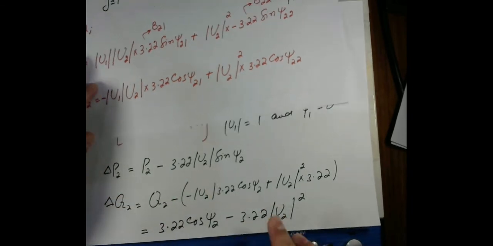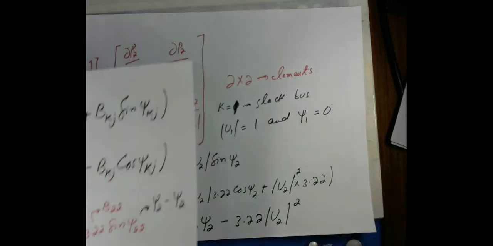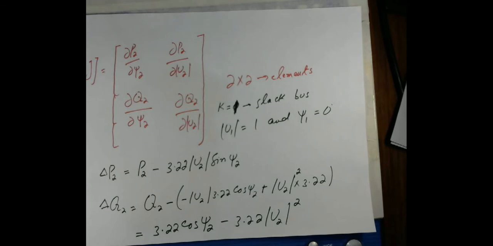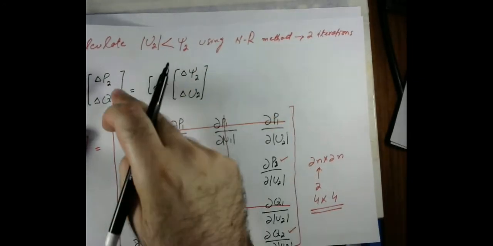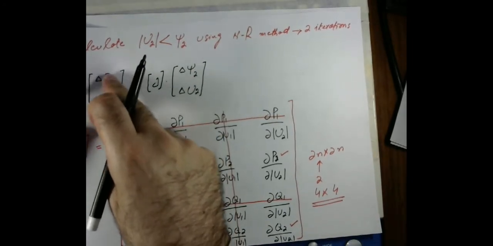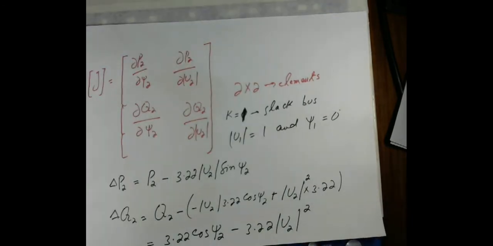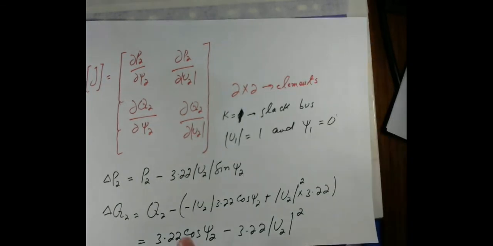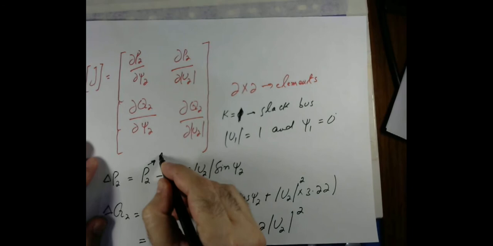So now, for finding these errors, we have to find the power mismatches. So let's proceed after this step. We have to find the power mismatches, and as this is the given value, P2 has been given in per unit as 1.